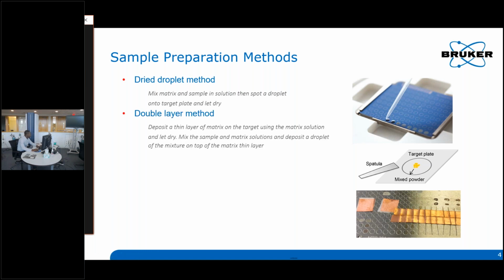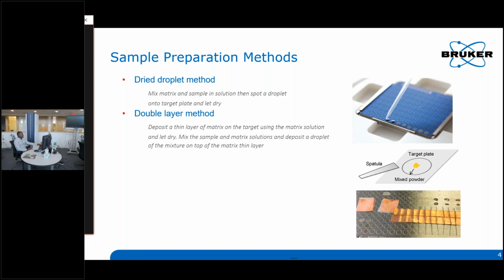And then similarly, a commonly used method for MALDI sample prep is the double layer method. This is slightly different from the dry droplet method in that you have to deposit a thin layer of matrix on the target first and let it dry, and then mix your sample and your matrix together into one solution and deposit that on top of the thin layer of matrix that has already dried.